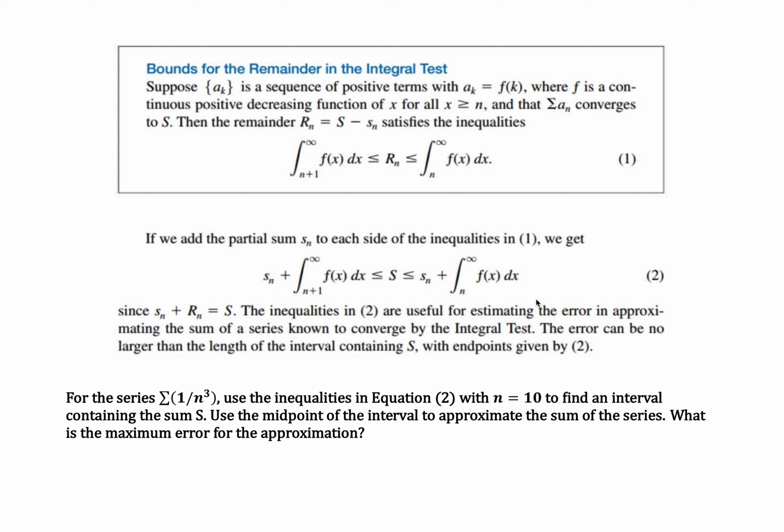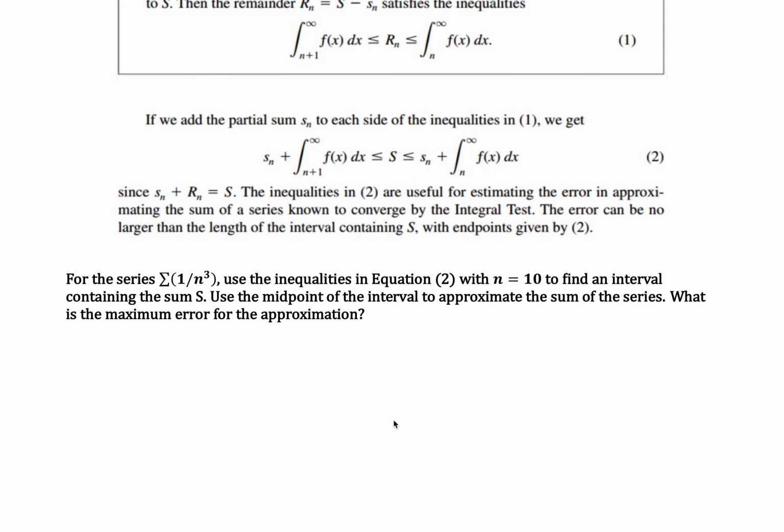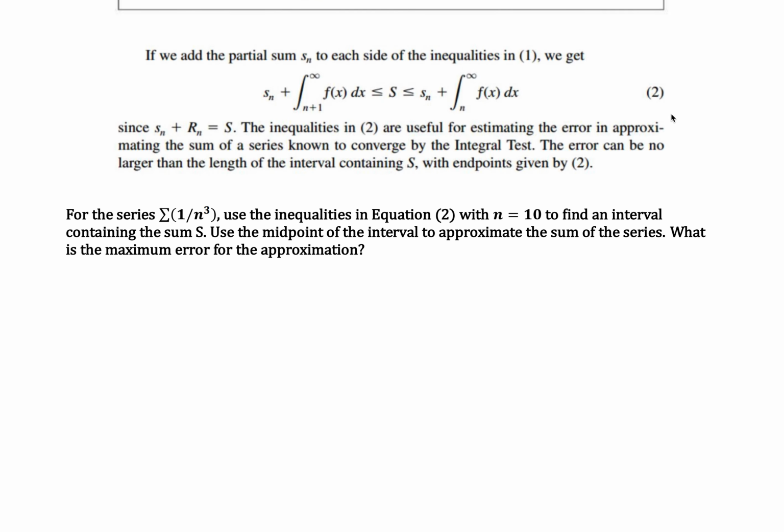It says, for the series which is the sum of 1 over n cubed, use the inequalities in equation 2 with n equals 10 to find an interval containing the actual sum. And I'm going to stop there, and then we'll do the next two parts of this. So we're going to use equation 2 here to try to find an interval that contains the sum of this series. So I need a few bits of information.